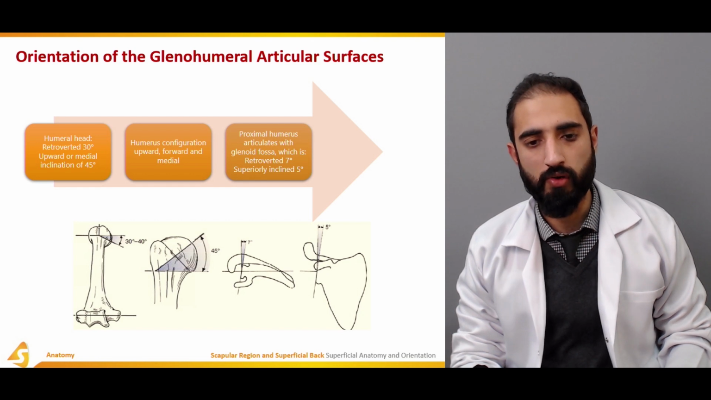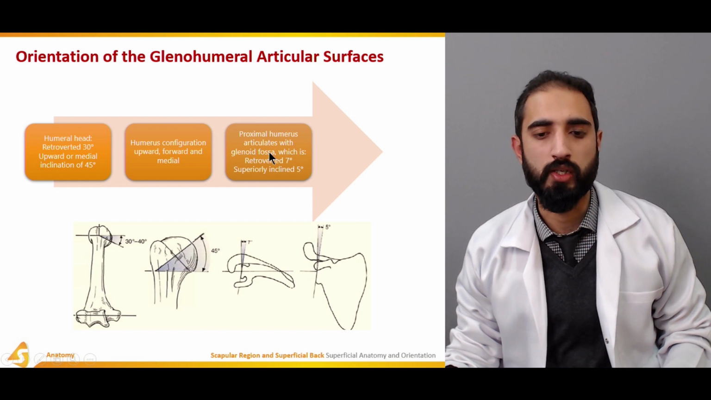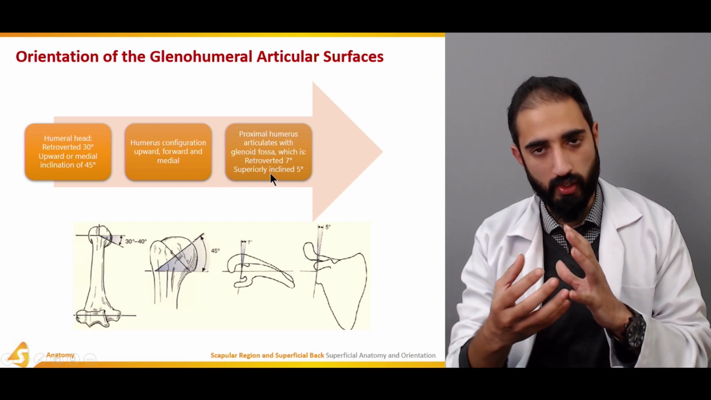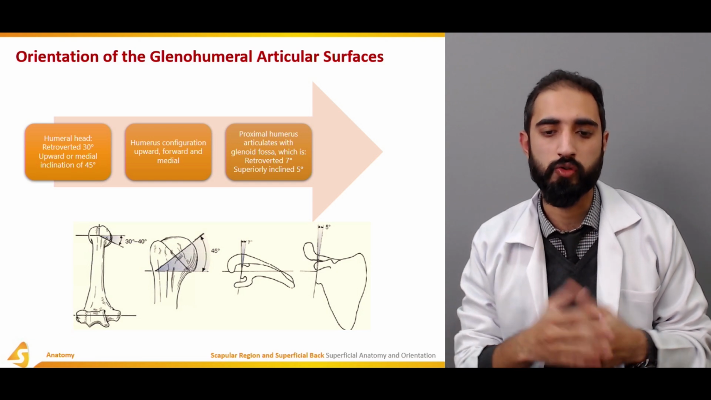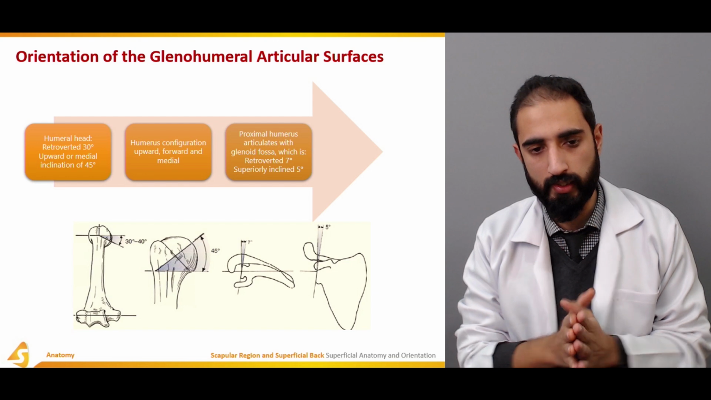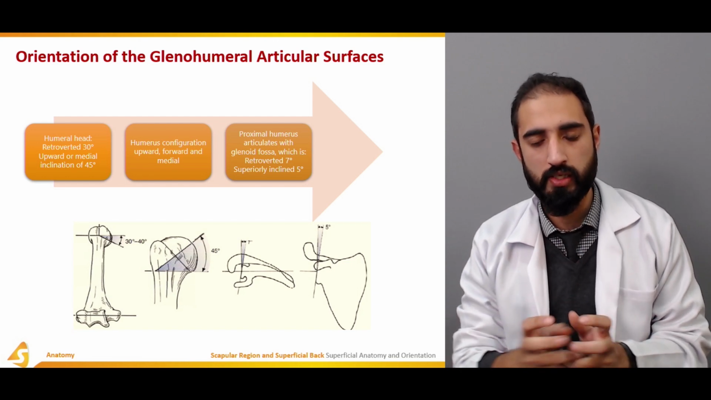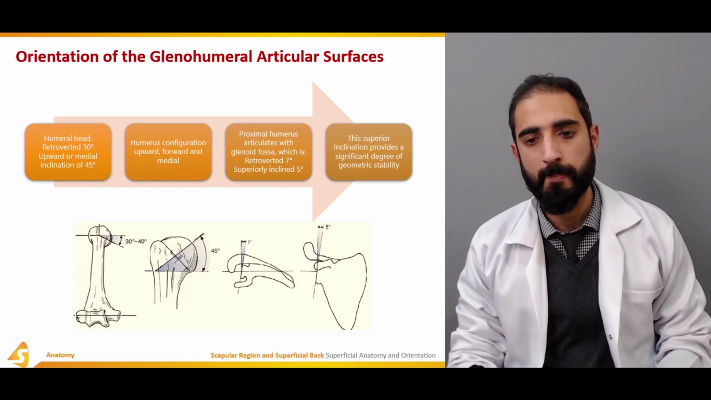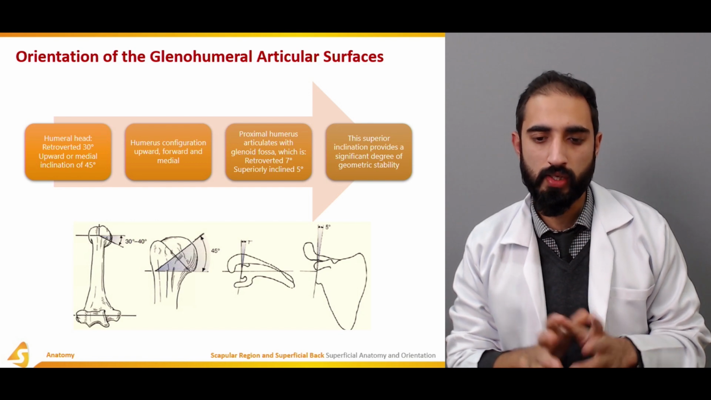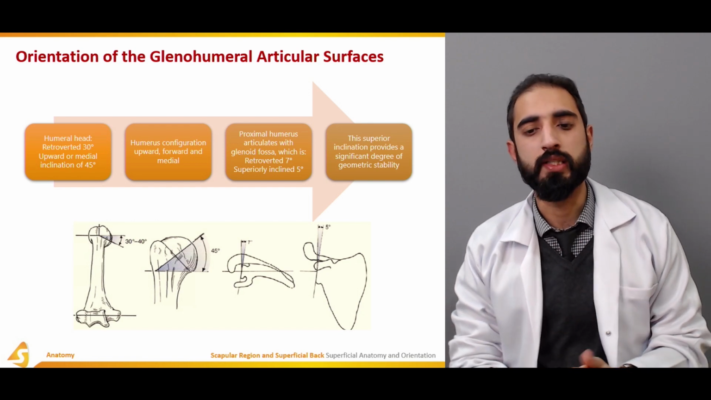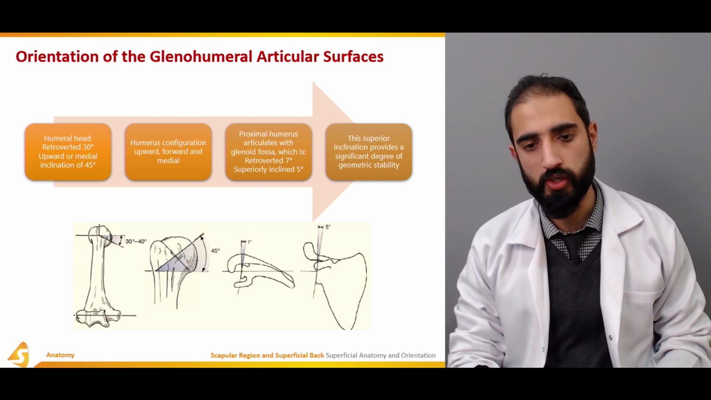On the other hand, if we talk about the proximal humerus, so proximal humerus articulates with the glenoid fossa, which is retroverted, which is rotated posteriorly around 7 degrees, and it is also inclined superiorly, which is 5 degrees. So both are superiorly inclined, but the humerus is anteriorly inclined, whereas the glenoid cavity is posteriorly inclined. So this superior inclination of the glenoid cavity provides a significant greater degree of geometric stability, especially in terms of inferior dislocation.